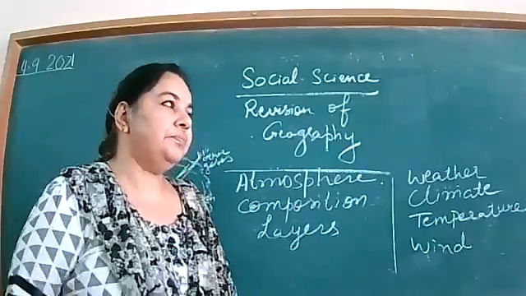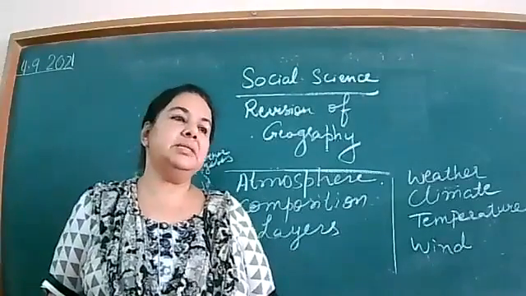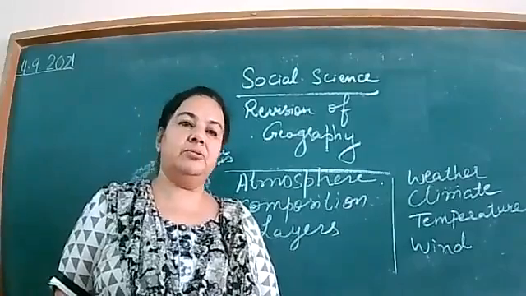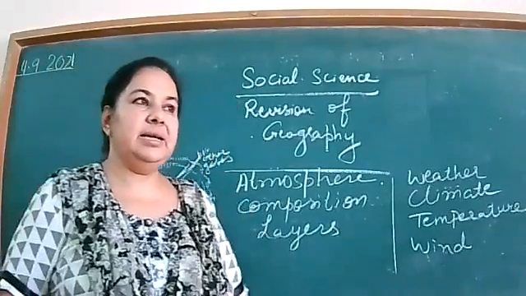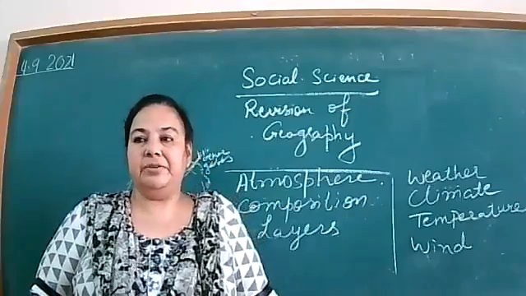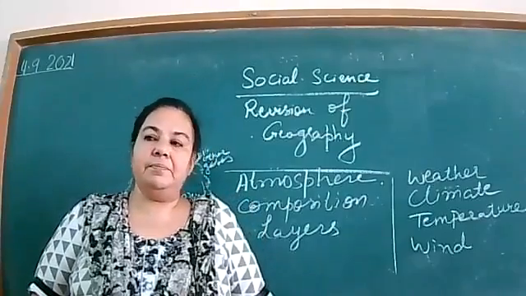A wind that blows in a particular direction throughout the year is known as permanent wind. Easterlies, westerlies, trade wind. What will you call these? Permanent wind.